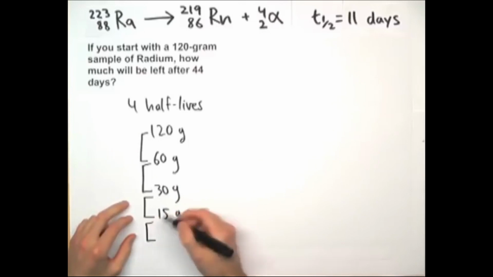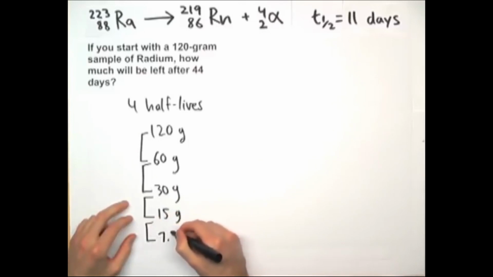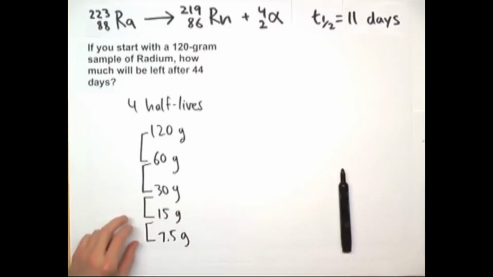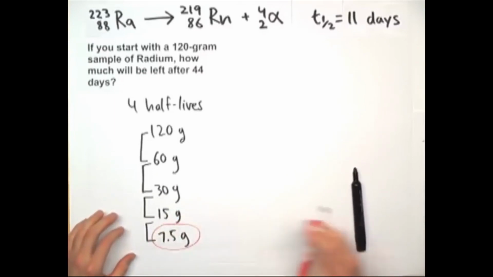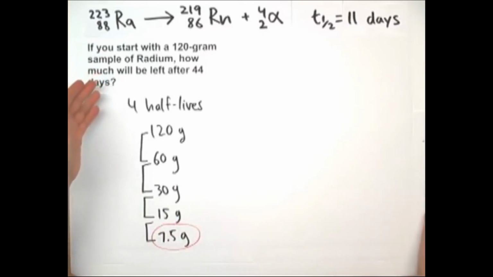And now our fourth half-life will give us 7.5 grams. So 7.5 grams is how much radium we'll have left after 44 days. Here's our next question.